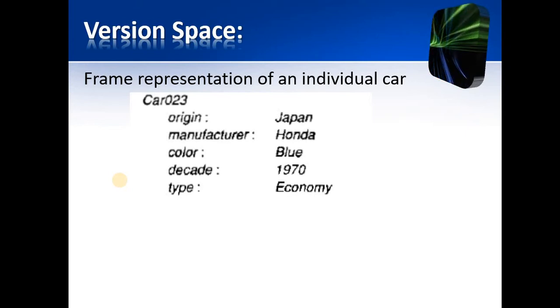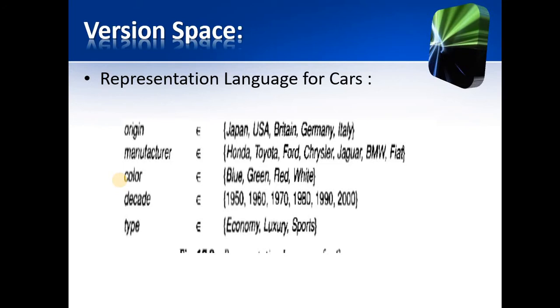We can learn the concept that has to do with the car manufacturers. Here, the fields of the car are origin, manufacturer, color, decade and type. The representation language for car is as shown below. The origin belongs to Japan, USA, Britain, Germany, Italy and so on. The manufacturers belong to Honda, Toyota, Ford, Chrysler, Jaguar, BMW and so on. Color belongs to blue, green, red, white. Decade belongs to 1950, 1960, 1970, 1980, 1990 and 2000. The type belongs to economy, luxury, sports.